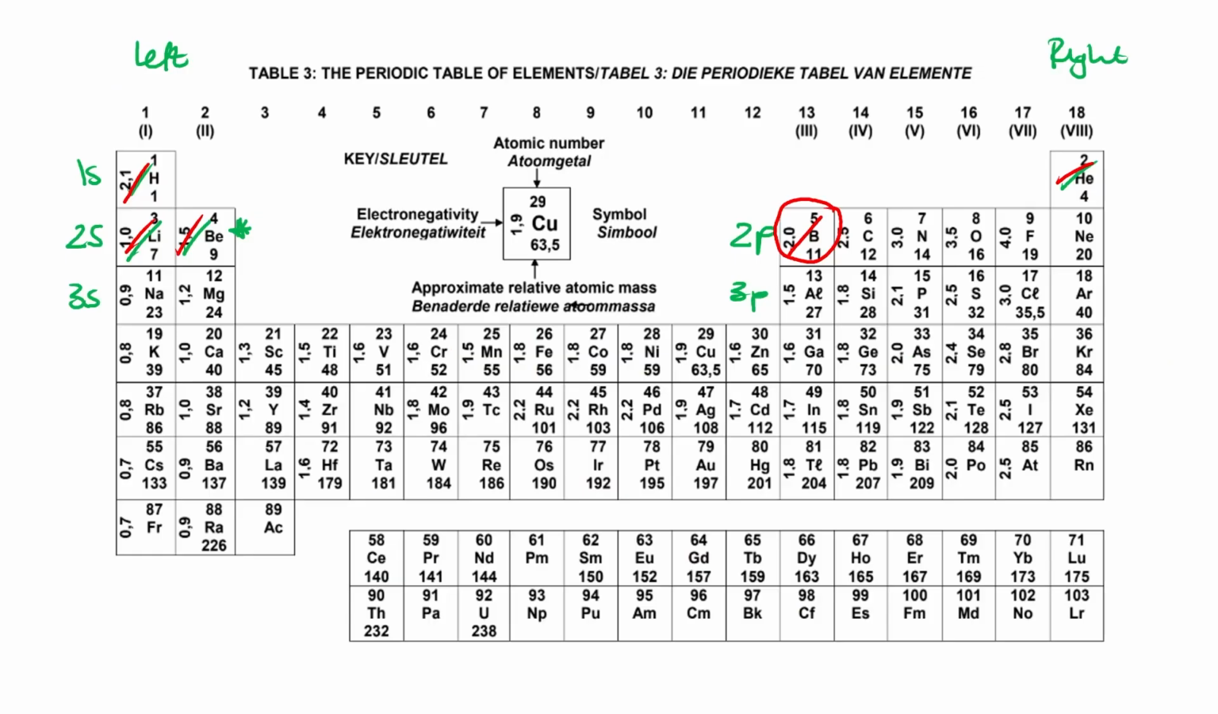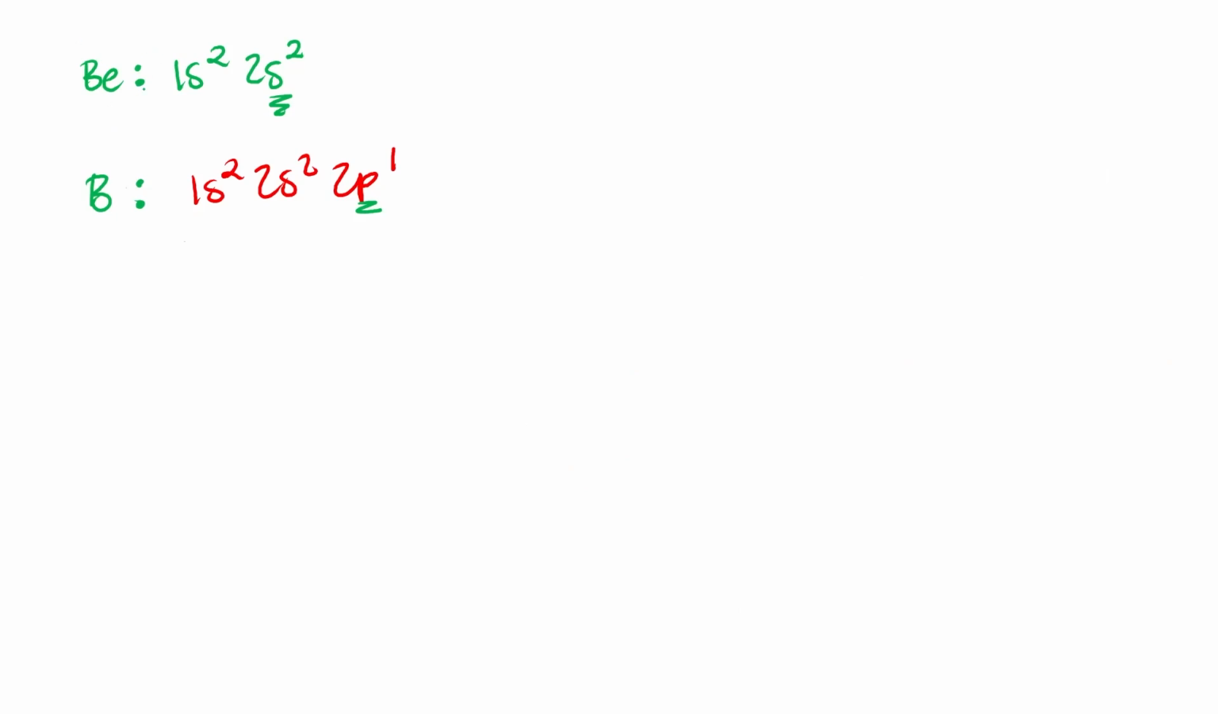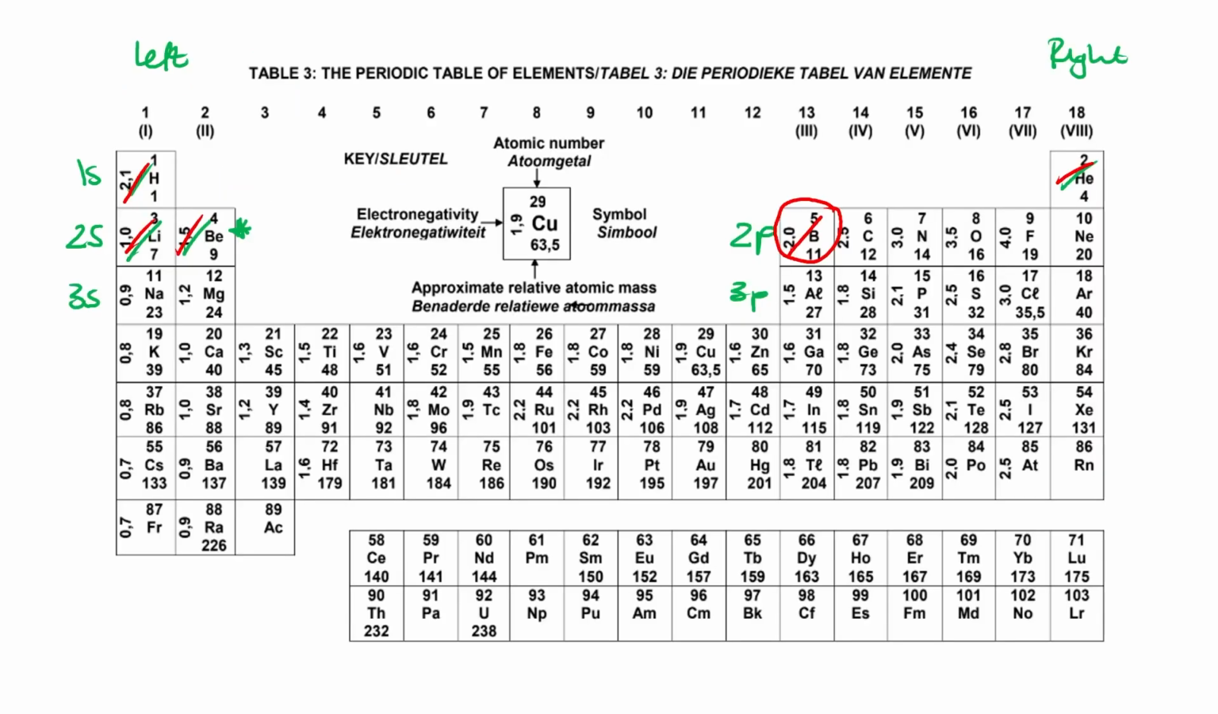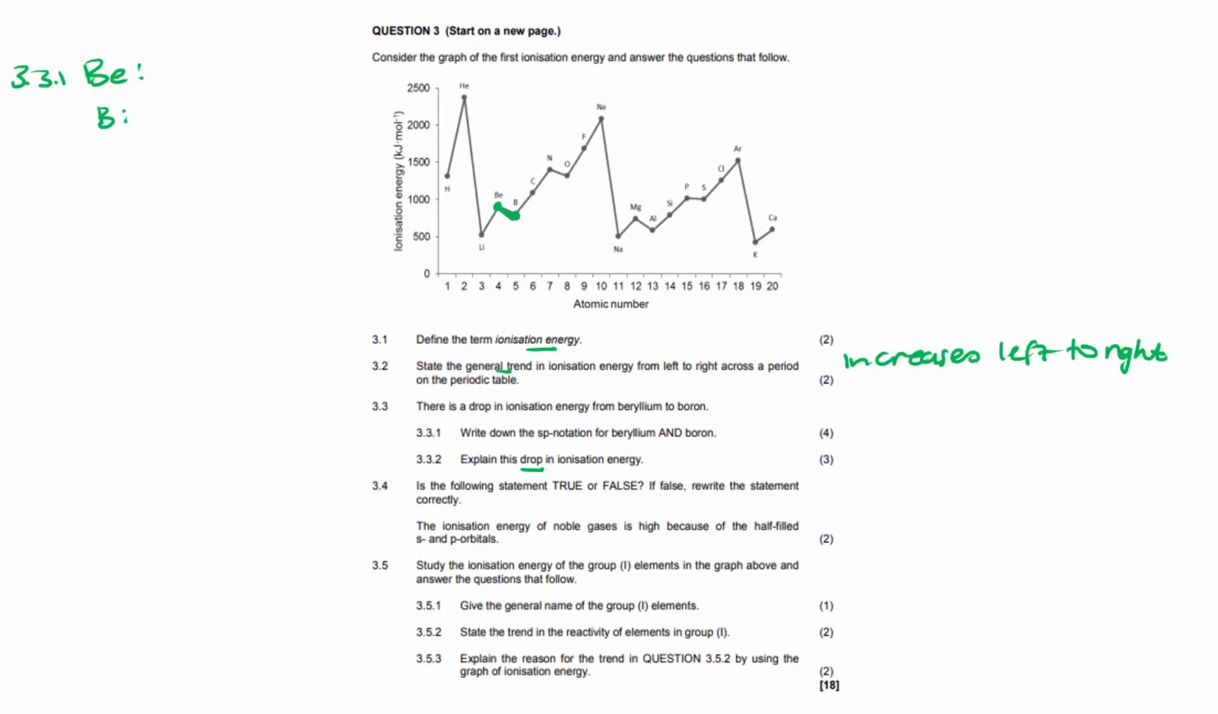Let me just repeat that. Because boron has a 2p energy level, and beryllium only has a 2s level. Because 2p is a higher energy level than 2s, boron will need less energy to remove the valence electrons than beryllium. Okay, does that make sense? I hope it does.